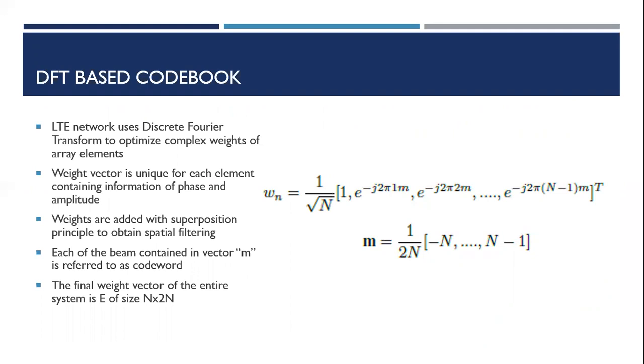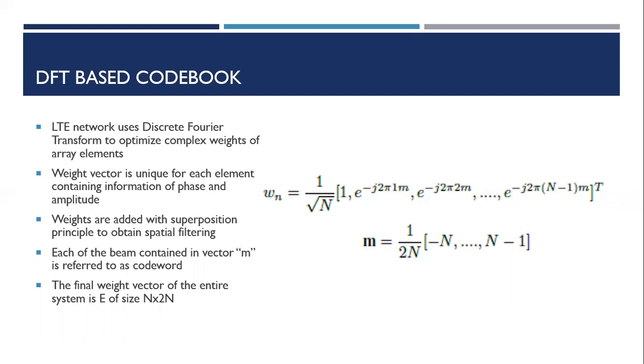A weight vector is something that will contain the information of phase as well as the amplitude, and these weight vectors are then added together by superposition principle in order to give the entire weight vector system of the entire smart antenna as well. So weight vectors for different elements of the antenna can be added using superposition principle in order to get the entire weight vector of the whole system. A superposition principle is used because the net effect of this weight vector would be equivalent to summation of individual effect of the antenna elements as well.